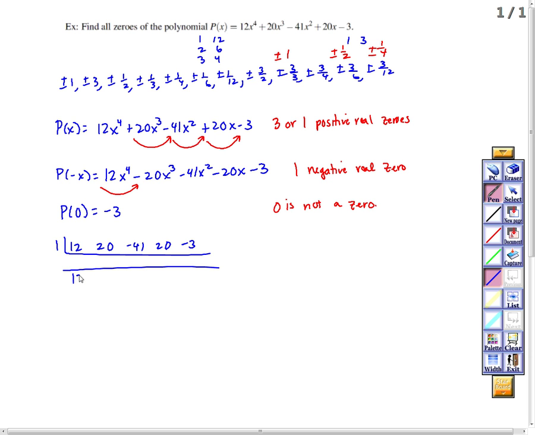I bring the 12 down. 1 times 12 is 12. 20 plus 12 is 32. 1 times 32 is 32. Negative 41 plus 32, well, that's a negative 9. And I have 1 times negative 9 is negative 9. Positive 20 plus a negative 9 is positive 11. 1 times 11 is 11. Negative 3 plus 11 is positive 8. So this is not a zero.